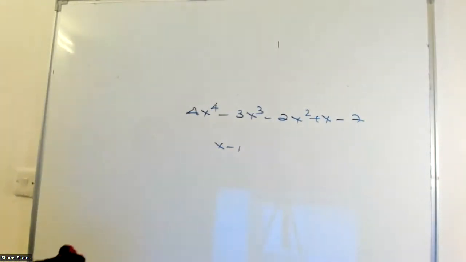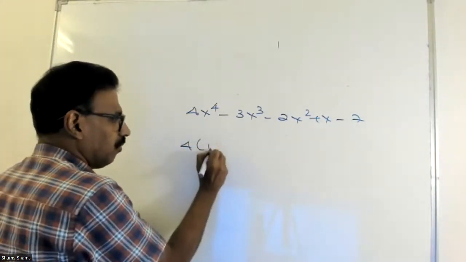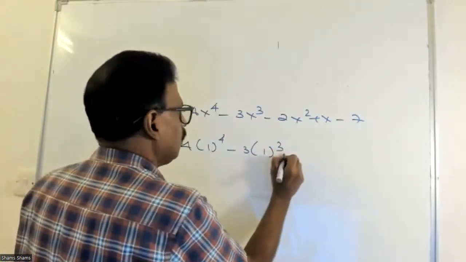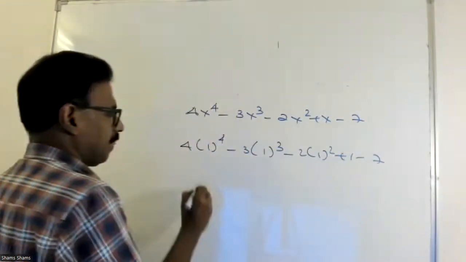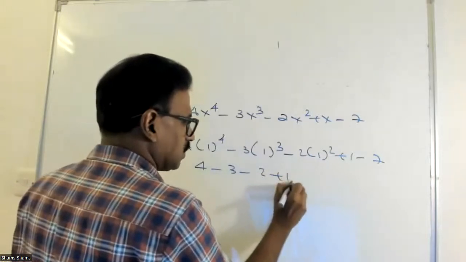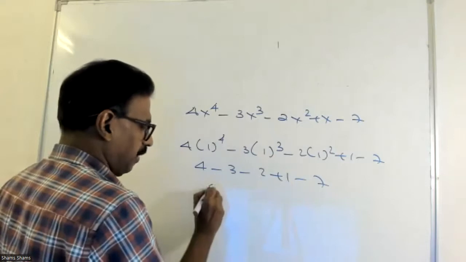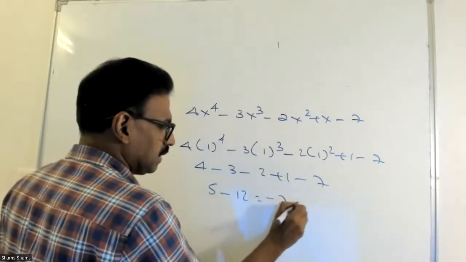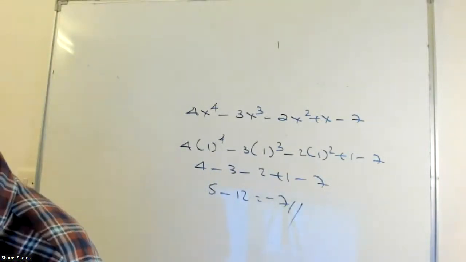So look here, why a different answer? Minus 1, right? 4 into 1 raised to 4, 3 into 1 cube, 2 into 1 square, plus 1 minus 7. 4 minus 3 minus 2 plus 1 minus 7. 4 minus 5 is minus 1, minus 1 minus 7 is minus 8... the answer is minus 7. Okay. Correct it now. We all made a mistake. Correct it.